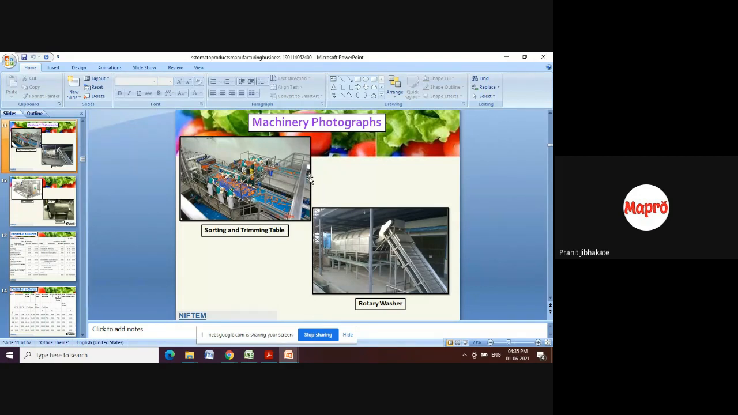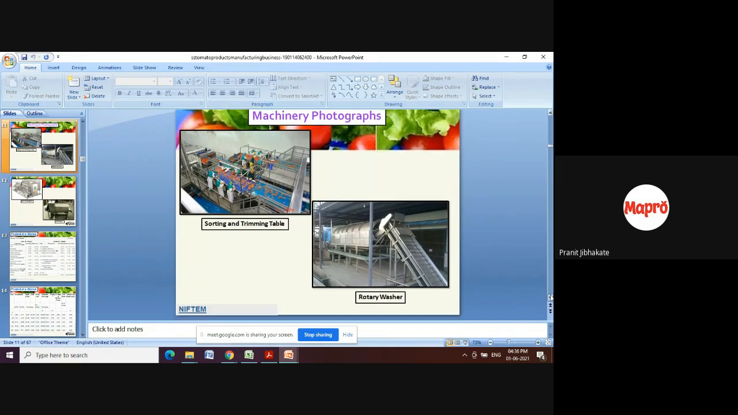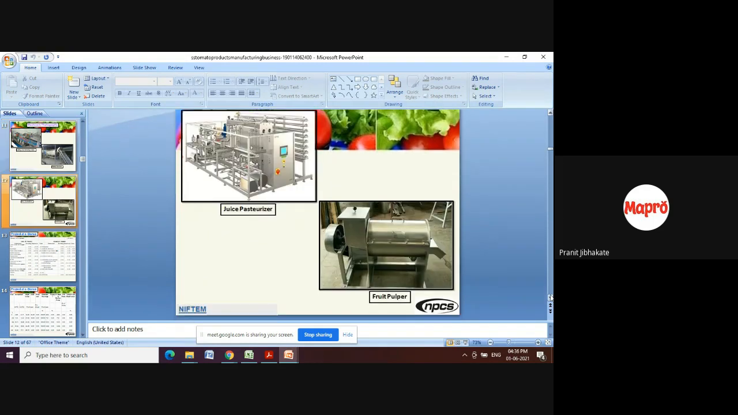So here you can see that this is a pulping, just a basic example. What we do in pulping: we receive the fruits, we sort them, and we grade them on the basis of ripeness and so on. And then we do fruit washing with sodium hypochlorite solution, 5%.